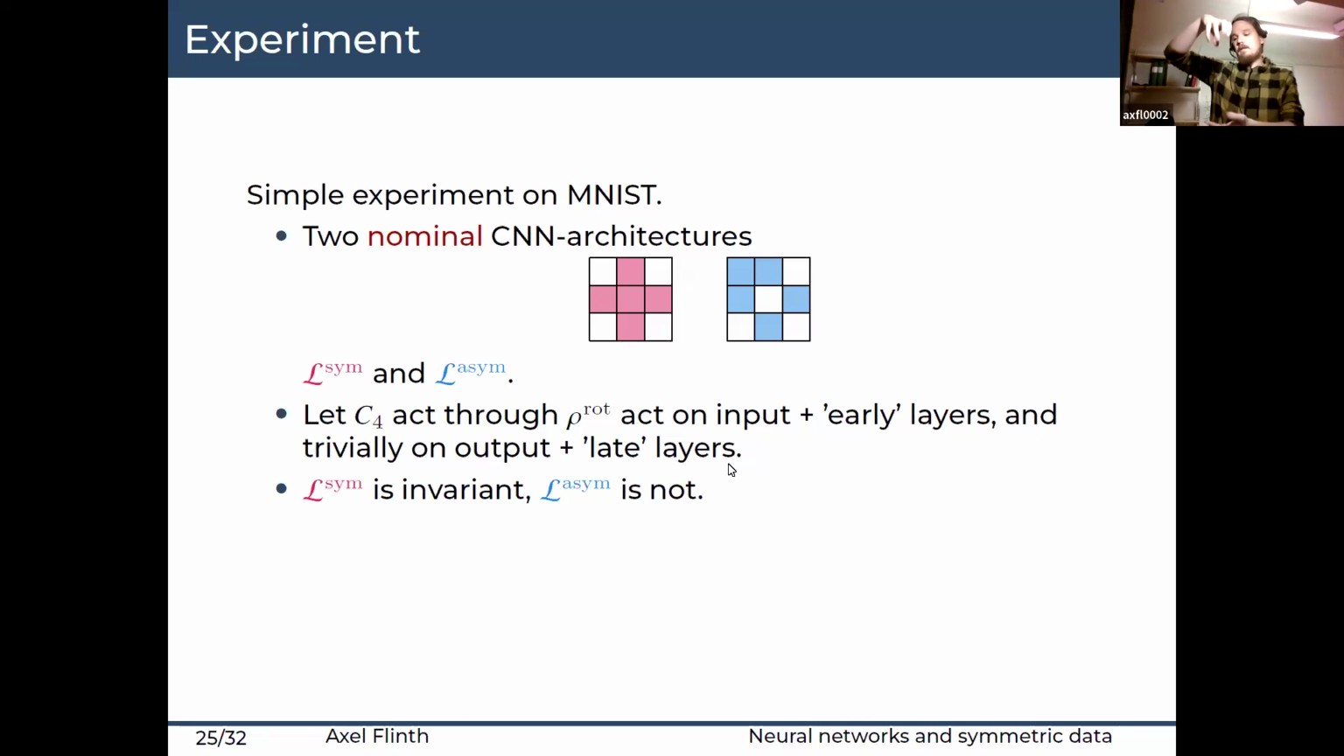Then at some point there is a layer which takes an image feature and turns it into something invariant, and then I keep that trivial action from then on. And then the point is that since my symmetric space is invariant and the asymmetric space is not, we expect that the weights stay in E for the symmetric, the red architecture, and they do not for the blue one.